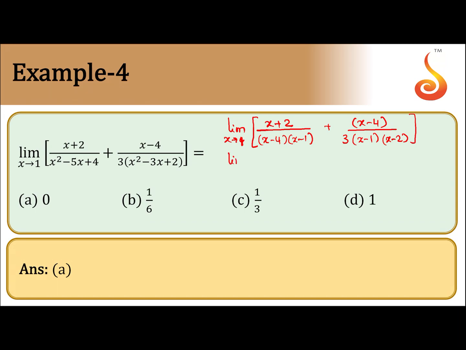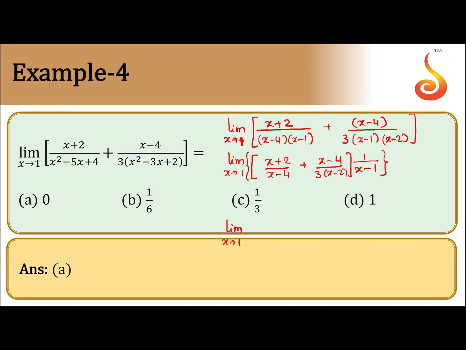So what we do next is limit x extending to 1, x plus 2 by x minus 4 plus x minus 4 by 3 times x minus 2. We take 1 by x minus 1 outside, of course within the limit only. We put a curly bracket, no confusion. Let us simplify further. Limit x extending to 1.